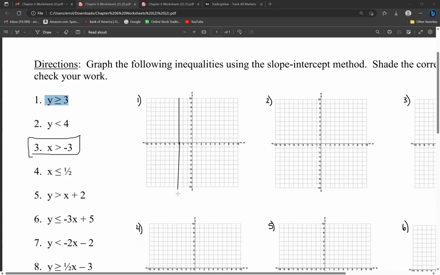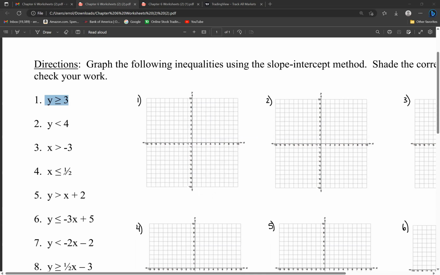To the left or to the right of that line? Greater than. To the right, sorry. Yeah, the right. So it's all these numbers, all this stuff right here. Everything to the right of that line. Okay. All right, that one's good. 4. So take a picture or draw that on your own.